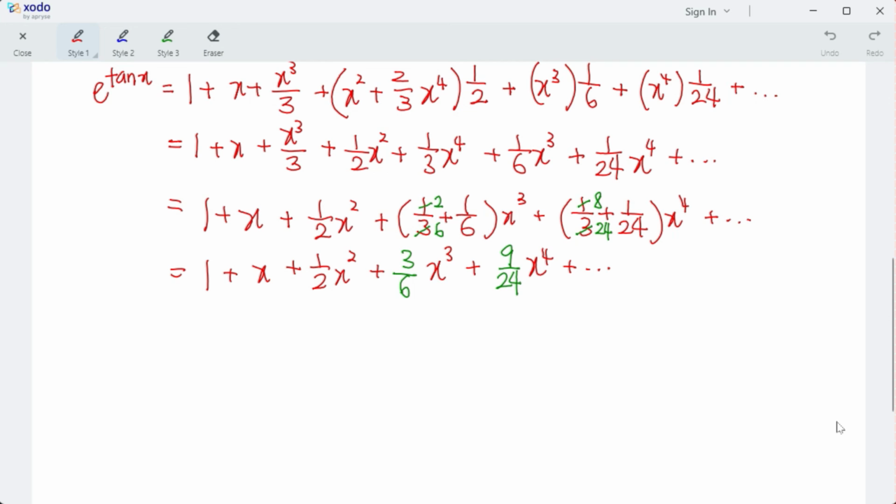Which means that the Maclaurin series of e to the power tangent x is equal to 1 plus x plus 1 over 2 x squared plus 1 over 2 x cubed plus 3 over 8 x to the power 4 and so on.